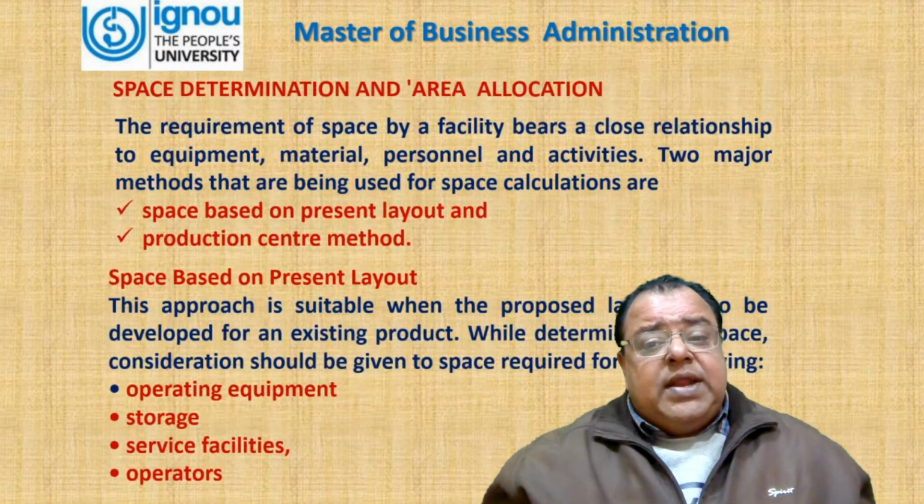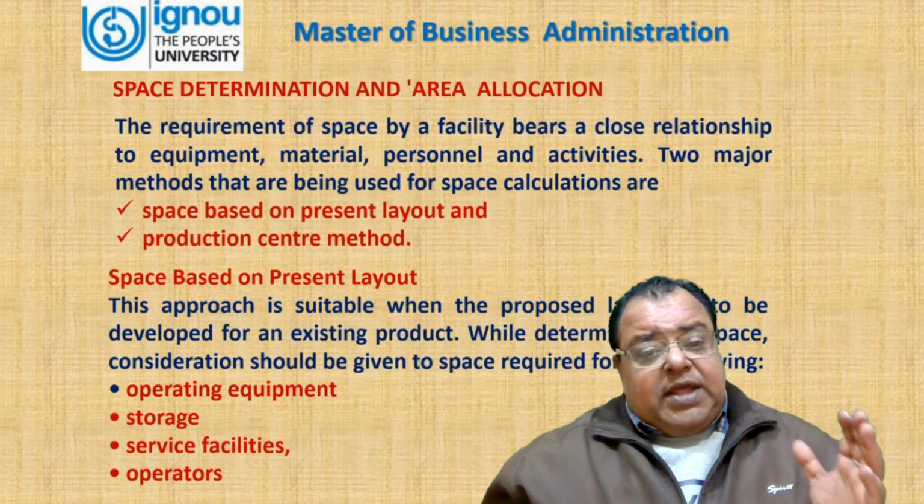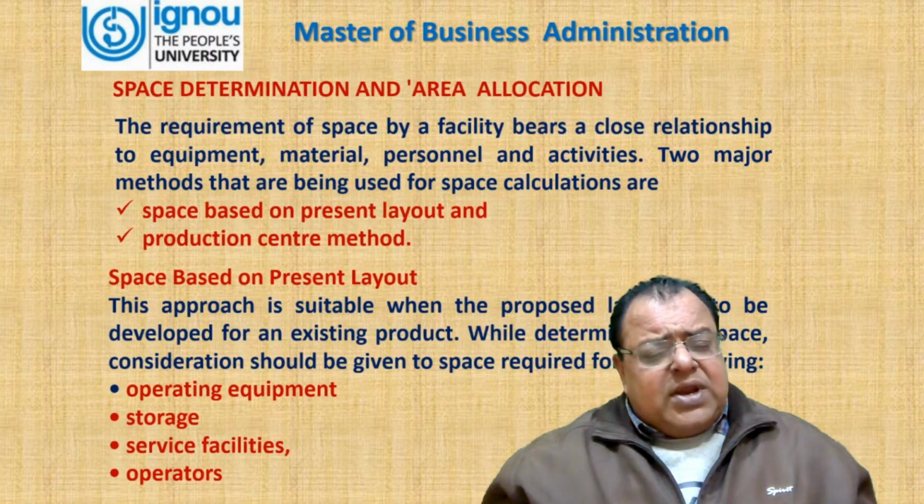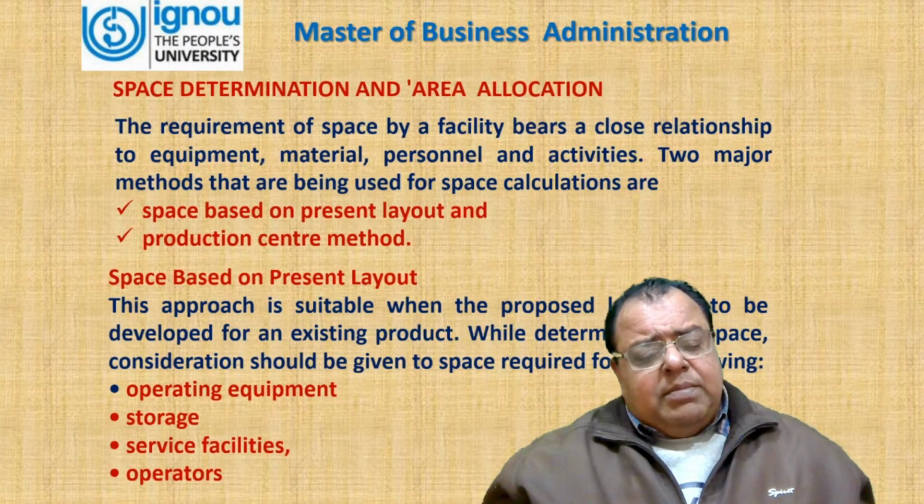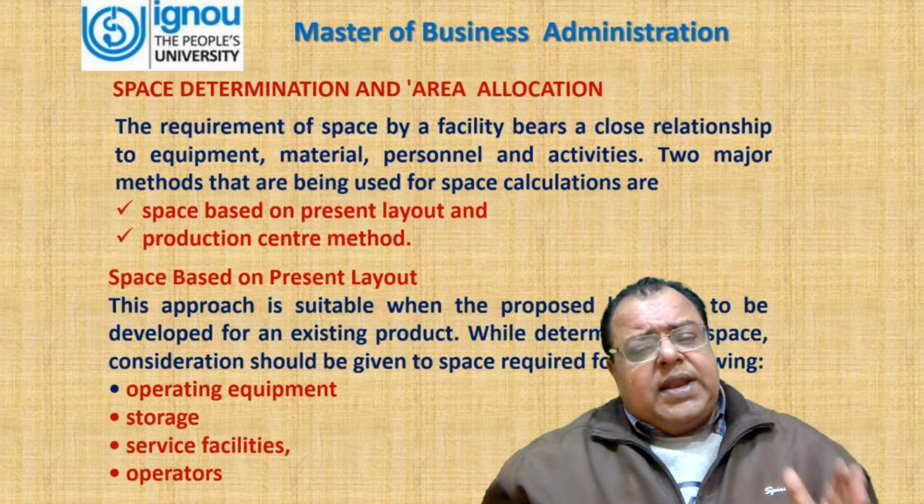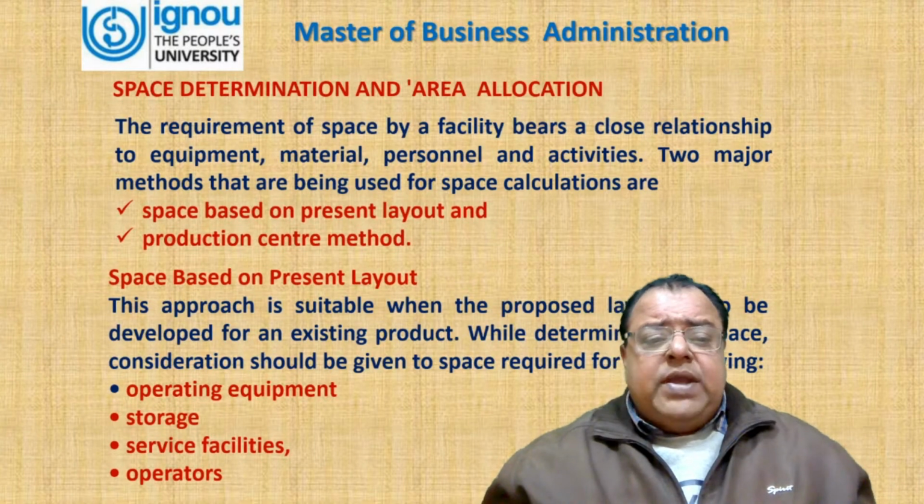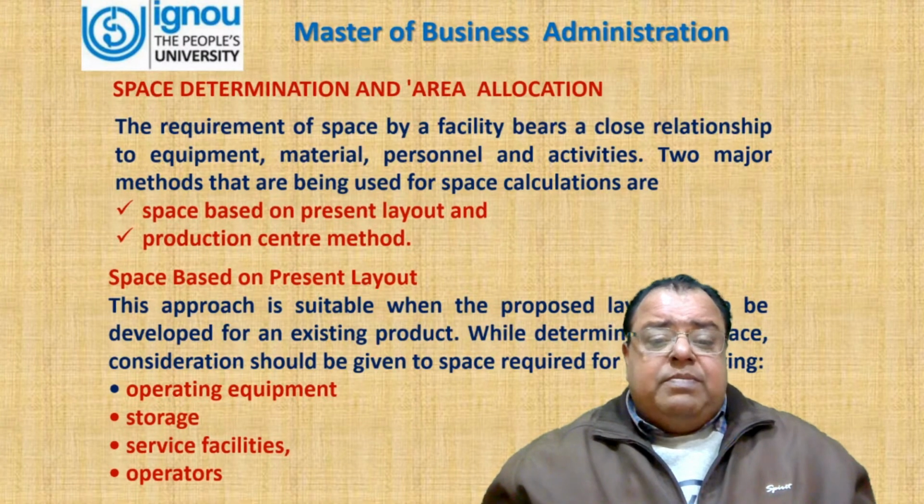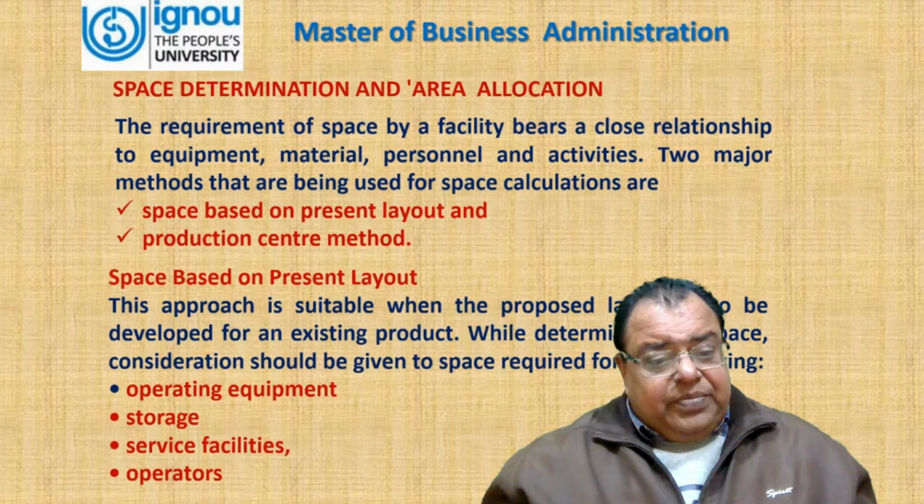Space determination and area location. The requirement of space by a facility bears a close relationship to equipment, materials, personnel, and activities. Two major methods that are being used for space calculation are space based on present layout and the production center method.